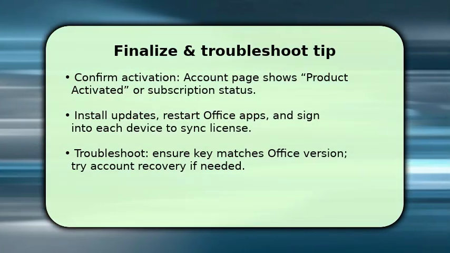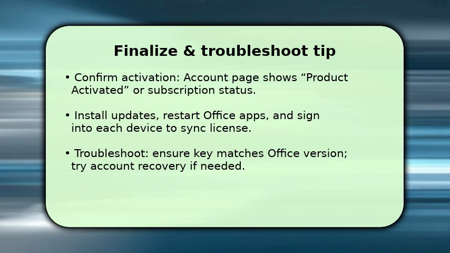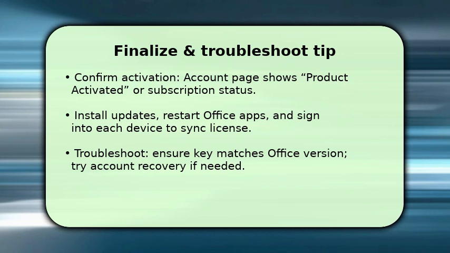Finally, you confirm activation and finish by updating Office so features and security are current. Check account to see product activated or that your subscription appears. Once done, install updates and restart all Office apps. That ensures the license propagates across devices tied to your account.